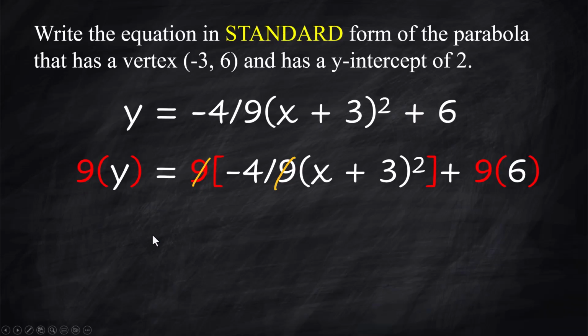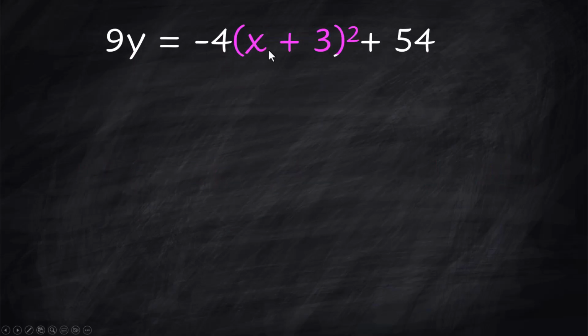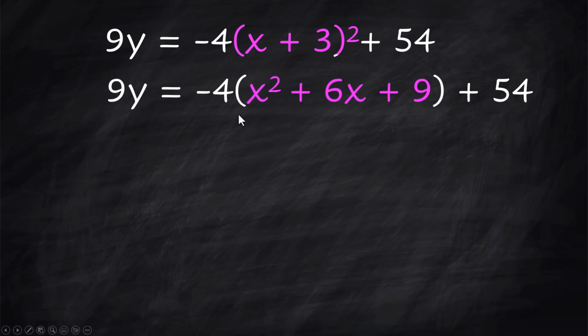We've got 9 times y, 9y. We end up with this negative 4 left, but it's still multiplied times the quantity x plus 3 squared. Notice in this last line I bracketed that whole thing. This is one whole term, because this 4/9 times this squared thing is one term because they're being multiplied. So now I have the negative 4 times that, and then 9 times 6 is 54. Expand that. We need to multiply x plus 3 times itself, and we end up with 9y equals negative 4 times x squared plus 6x plus 9 plus the 54.